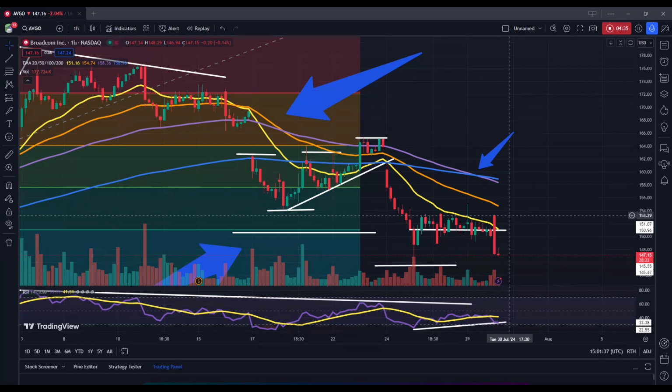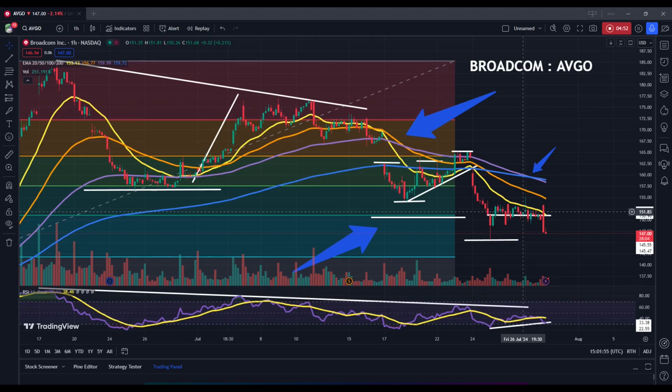lower levels. As long as these moving averages continue to move lower, we will start to see the share price itself start to have greater difficulty in overcoming these resistance zones. So overall, this is a bearish type of environment.